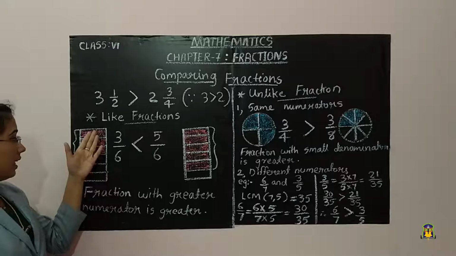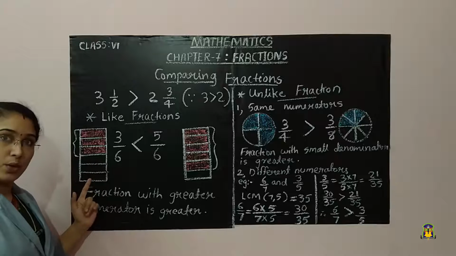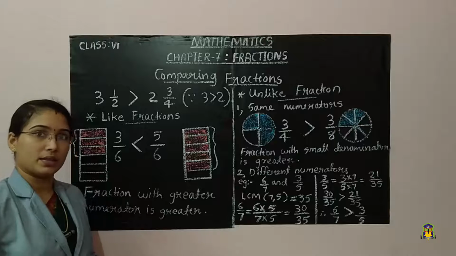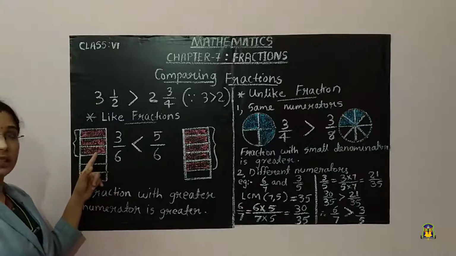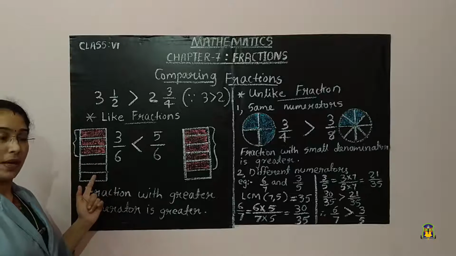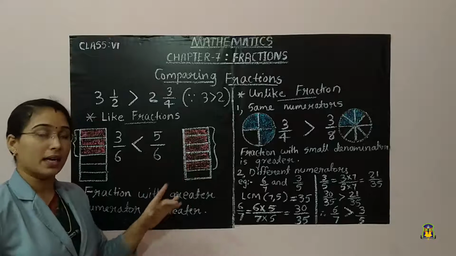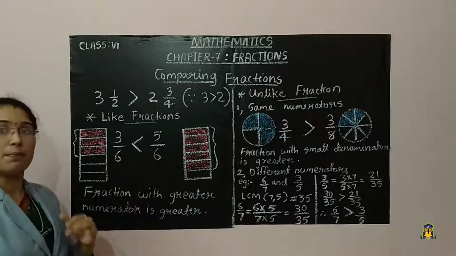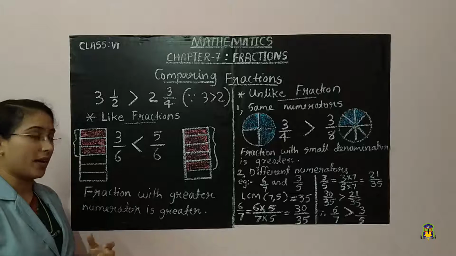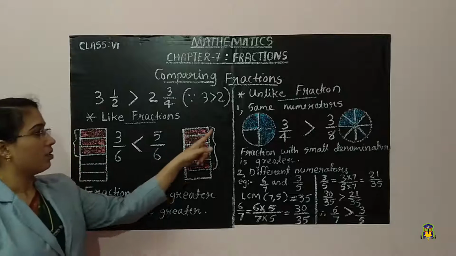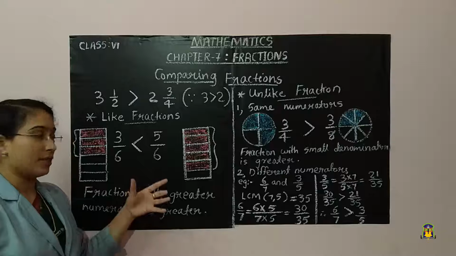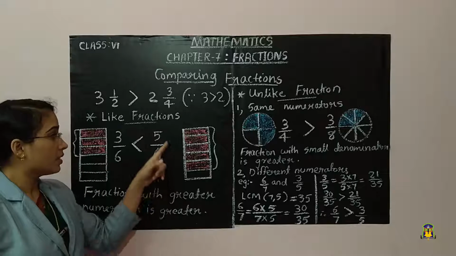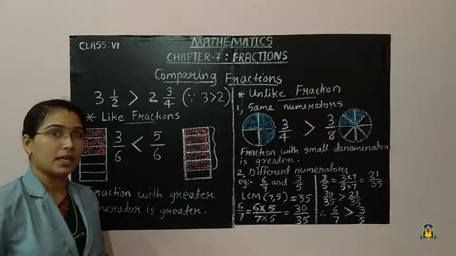In this figure I divided it into 6 equal parts. Here also I divided it into 6 equal parts. After that I shaded 3 parts from the 6 parts. Here I shaded 5 parts from the total 6. Then tell me which one is the bigger fraction. How can we identify? Here 3 only, here 5. Very easily we can identify with the numerator. Here 5 is the bigger numerator, so 5 by 6 is the bigger fraction.